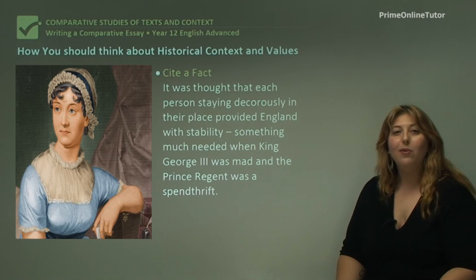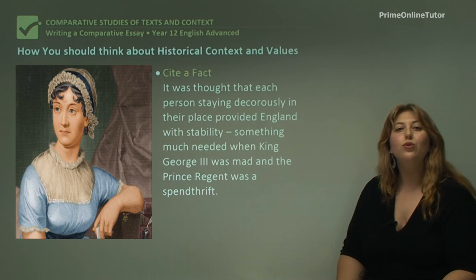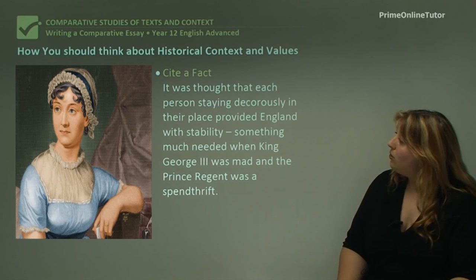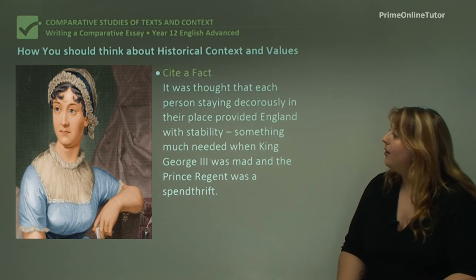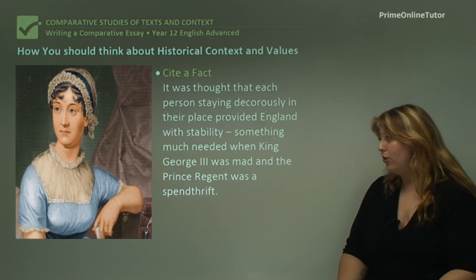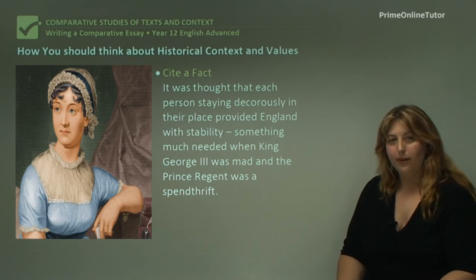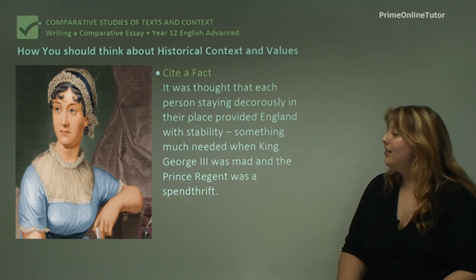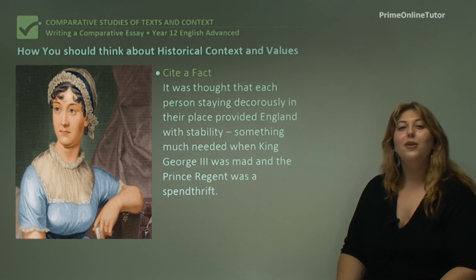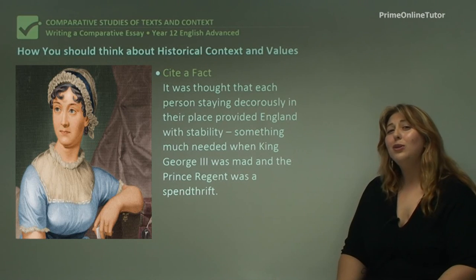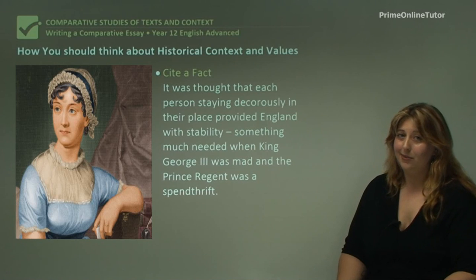So now to say that, we want to cite a fact to back it up, something real and true from that time period that makes what we said sound more authentic. So it was thought that a person staying decorously in their place provided England with stability, something that was much needed when King George III was mad and the Prince Regent was a spendthrift. So normally in this time period, people relied on their monarchs to show them the way of how to behave in society. But since these monarchs weren't really doing their jobs, the nobility felt that it was even more important to keep everybody else in their place. Not to mention that obviously the gentry benefit from that system as well.